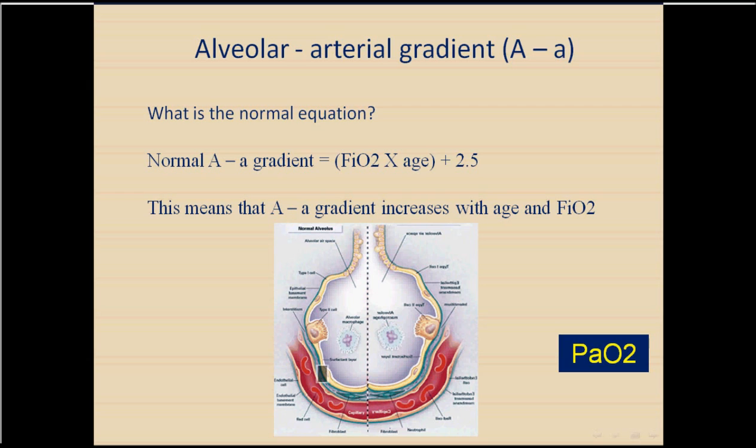This part we call the gradient. How can we measure it? We measure it usually with this formula: the normal alveolar-arterial gradient equals age divided by 4 plus 2.5. This value will be subtracted from the value of alveolar pressure to give you the expected arterial or capillary pressure. So an increase in age for sure will be associated with an increase in this gradient.